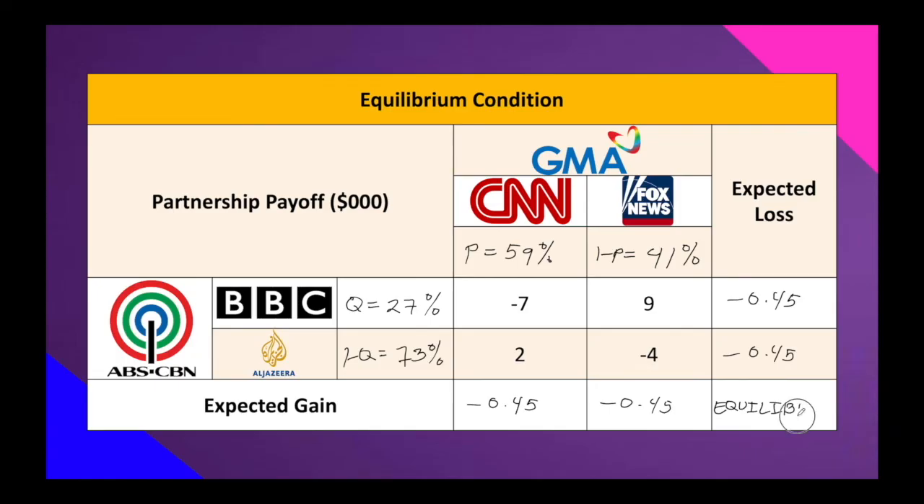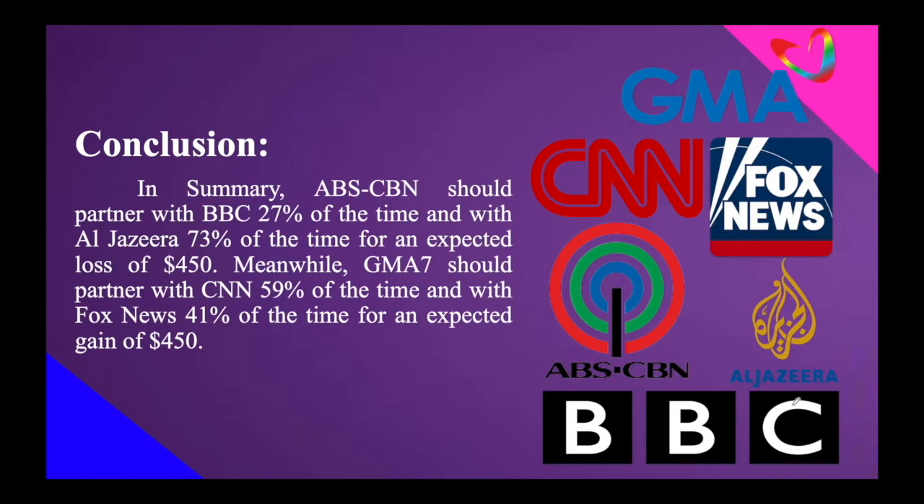I hope you are familiar with the term equilibrium. Gamit na gamit ito sa economics, no? Dahil nasabi ko nga, itong topic natin is the overlapping field of operations research and economics. So, equilibrium tayo. Meaning to say, as part of our conclusion, now in summary, ABS-CBN should partner with BBC 27% of the time, and with Al Jazeera 73% of the time, for an expected loss of $450.